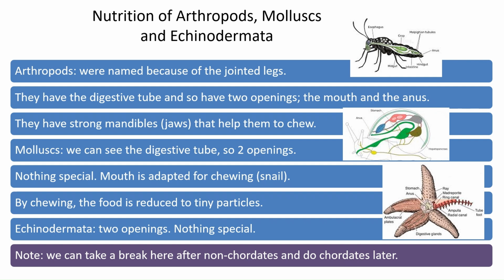In mollusks, we can see the digestive tube, so that means it has two openings. There is nothing special. The mouth is adapted for chewing. An example is a snail. By chewing the food, it is reduced to tiny particles. In echinodermata, two openings, so there is nothing special. That means it has a beginning, a mouth, and an anus. Here, we need to note that we can take a break and do the chordates later.